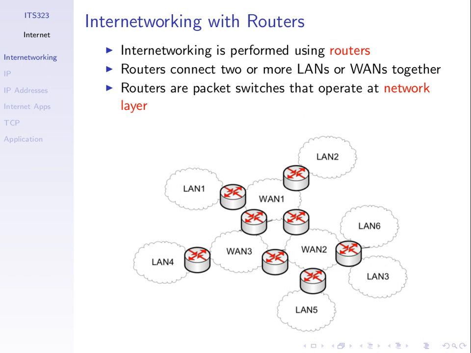Sometimes we'll mix the terms. Sometimes I'll say this is one large network made up of 9 smaller networks. Okay, we just refer to them as networks, but sometimes we're quite specific and say, okay, this is a subnet or a subnetwork. This is one large internet.